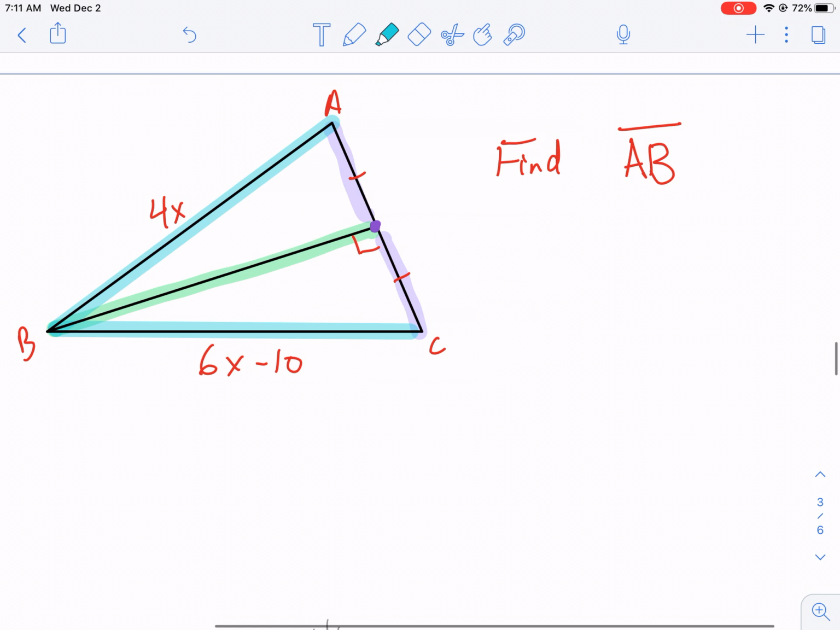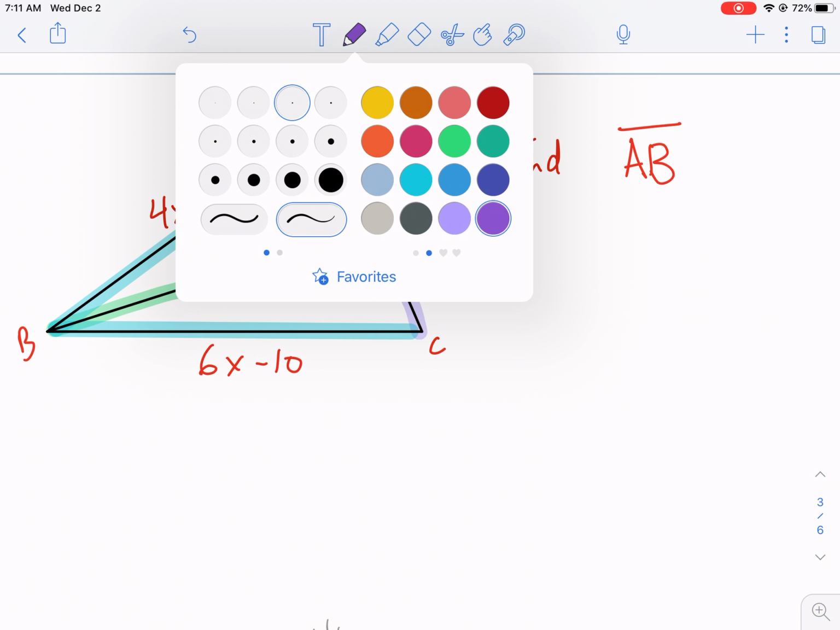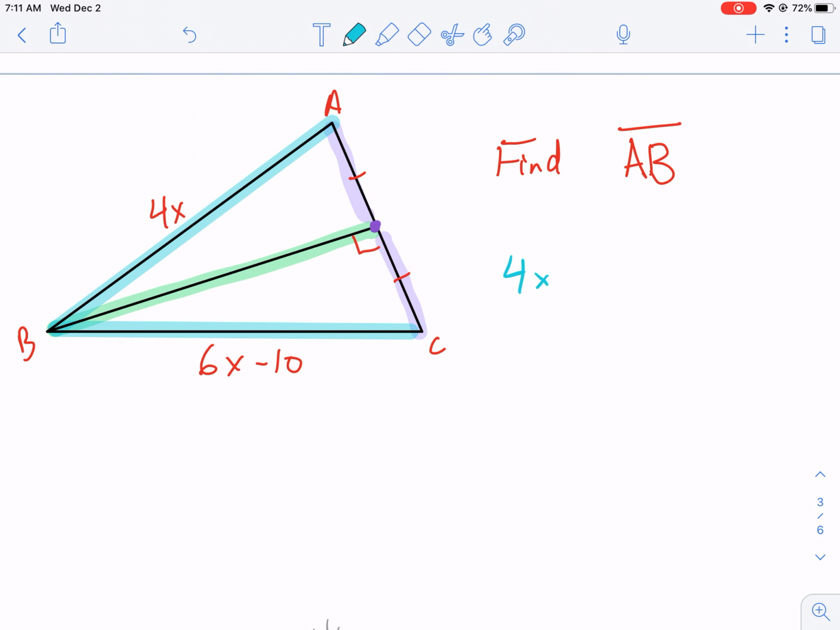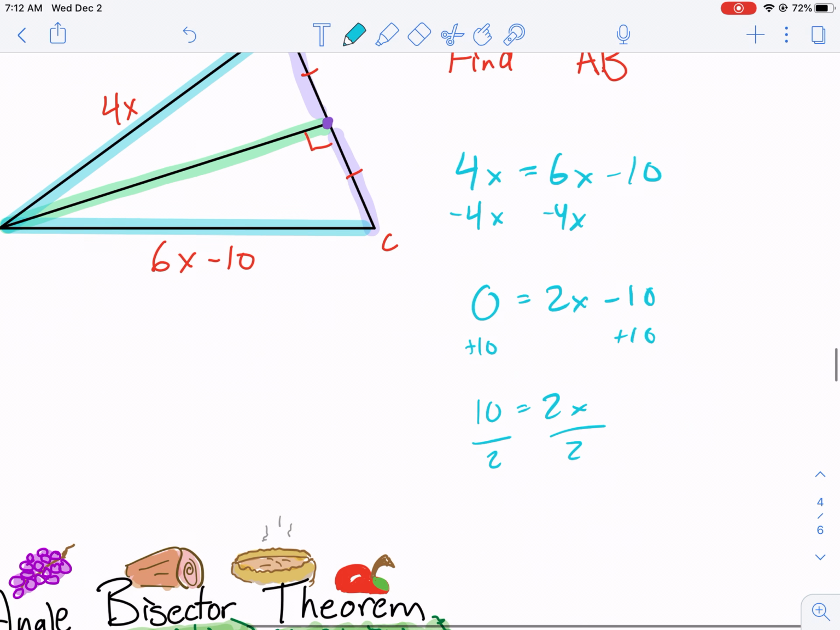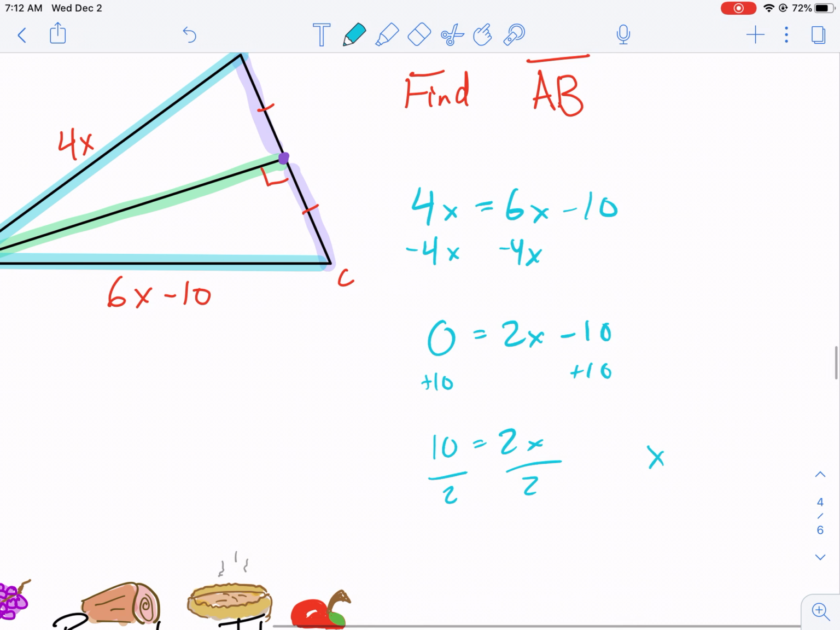So this is some good old-fashioned equation practice. 4x equals 6x minus 10. I always like moving over the smaller of the variables. Combine the variables first when you have variables on both sides. So we have minus 4x minus 4x, and we get 0 equals 2x minus 10. We add 10 to both sides and get 10 equals 2x. Divide by 2 to isolate the variable, and we get x equals 5.